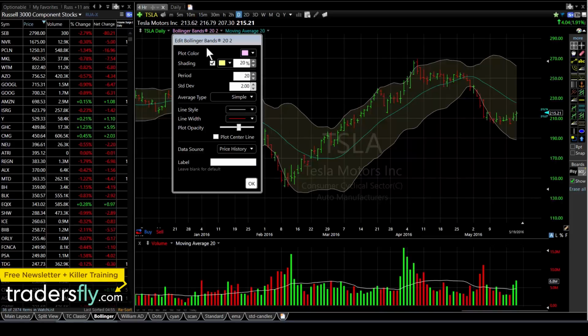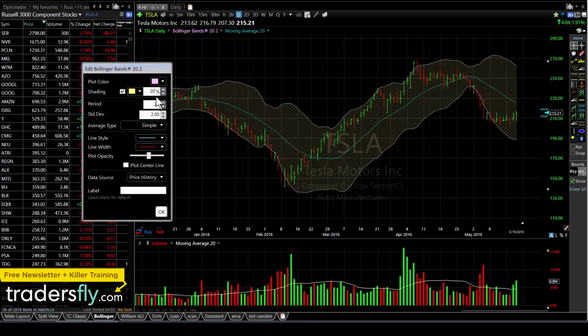So anyways, here we have a 20-day period. Again, that's our moving average, and two standard deviations. So again, we are trying to contain roughly 95% of the price levels in that range. But again, this is a rough guideline. Again, this is complementary to all the other things. This isn't something where I make my trade decisions based off of that.